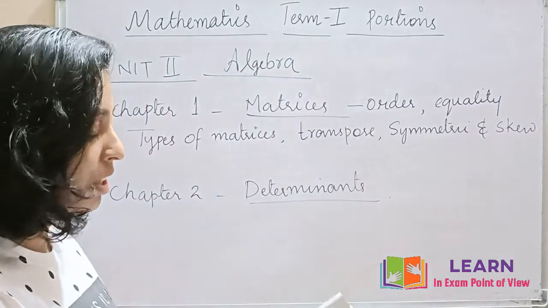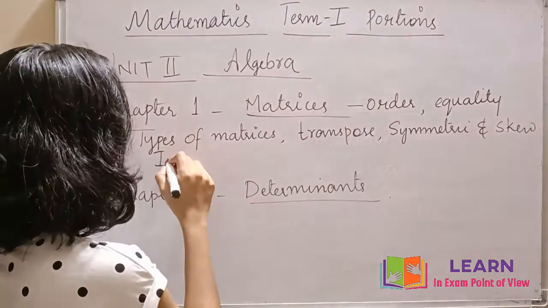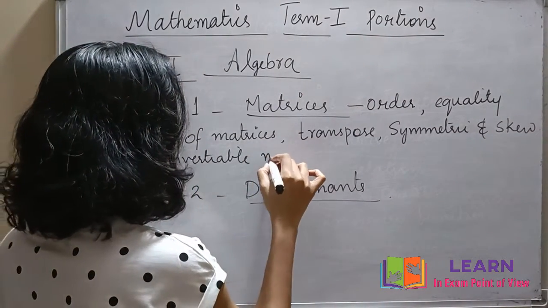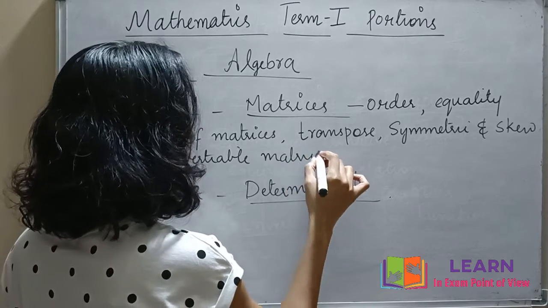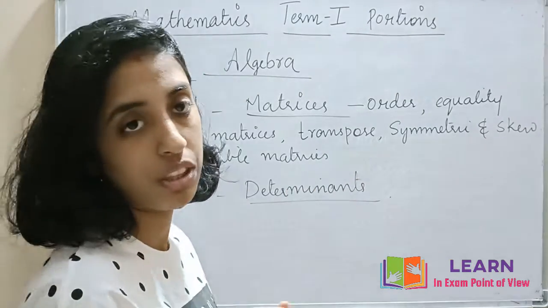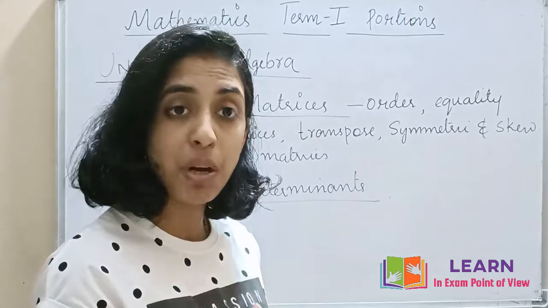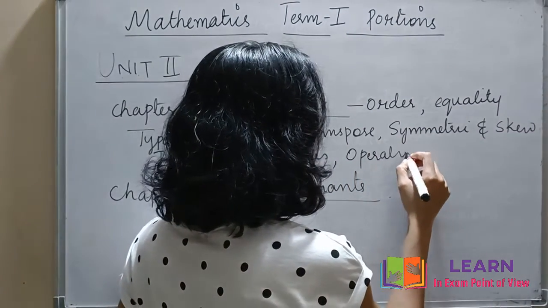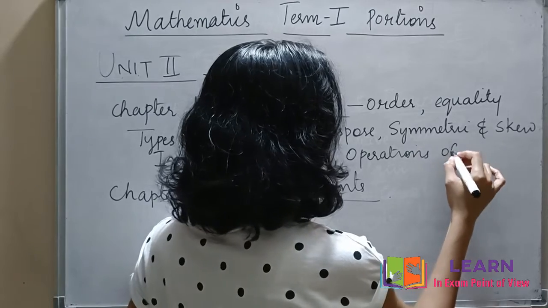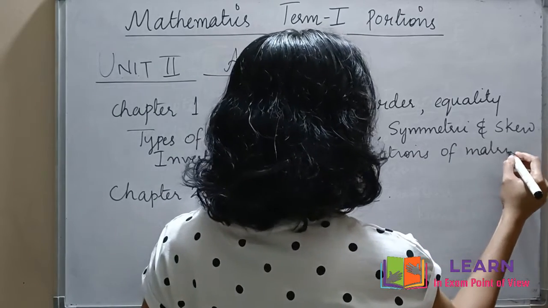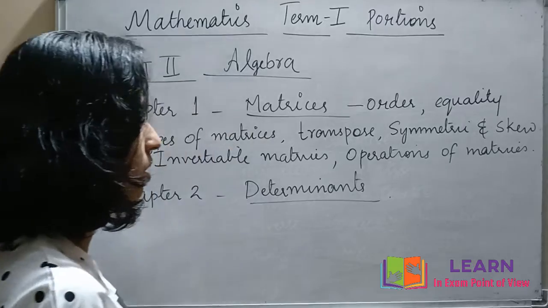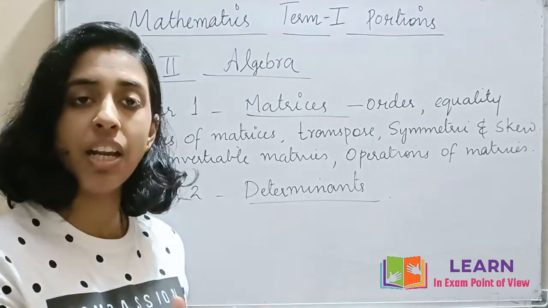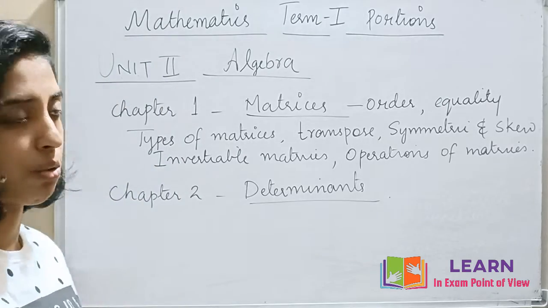Then invertible matrices. That is the last topic, I think. Before that, operations on matrices are also there: addition, subtraction, multiplication of matrices. All operations, okay? So this much is the focus points. If you know this much from this chapter, you can answer almost all questions, I guess.